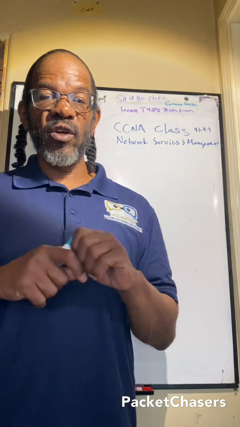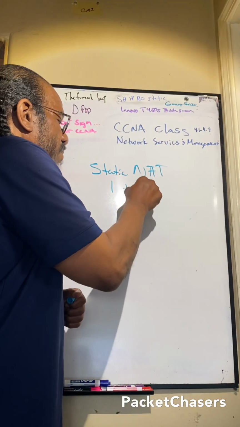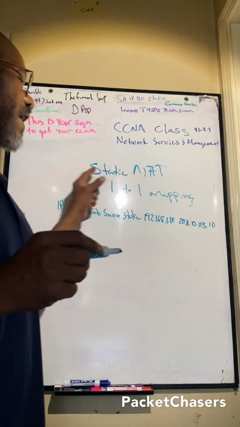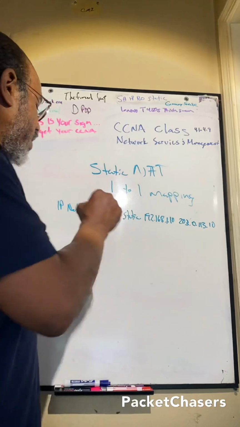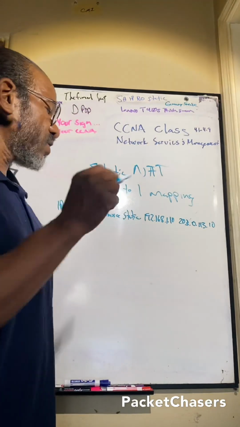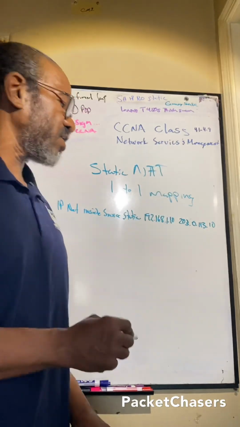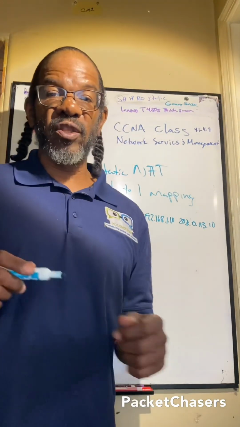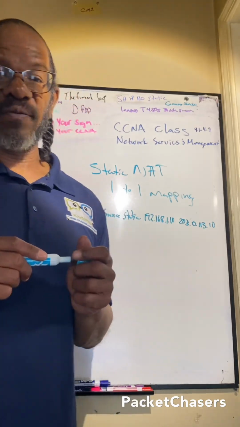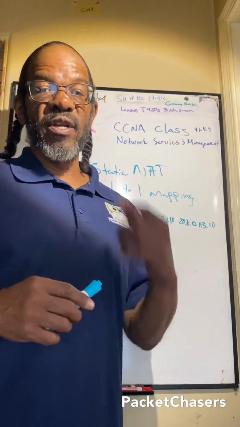So first we're going to talk about static NAT, also known as a one-to-one mapping. And in order to set up a static NAT one-to-one mapping, at the config line you're going to type ip nat inside source static 192.168.1.10 203.0.113.10. That's the method that you're going to use to create a static one-to-one mapping.